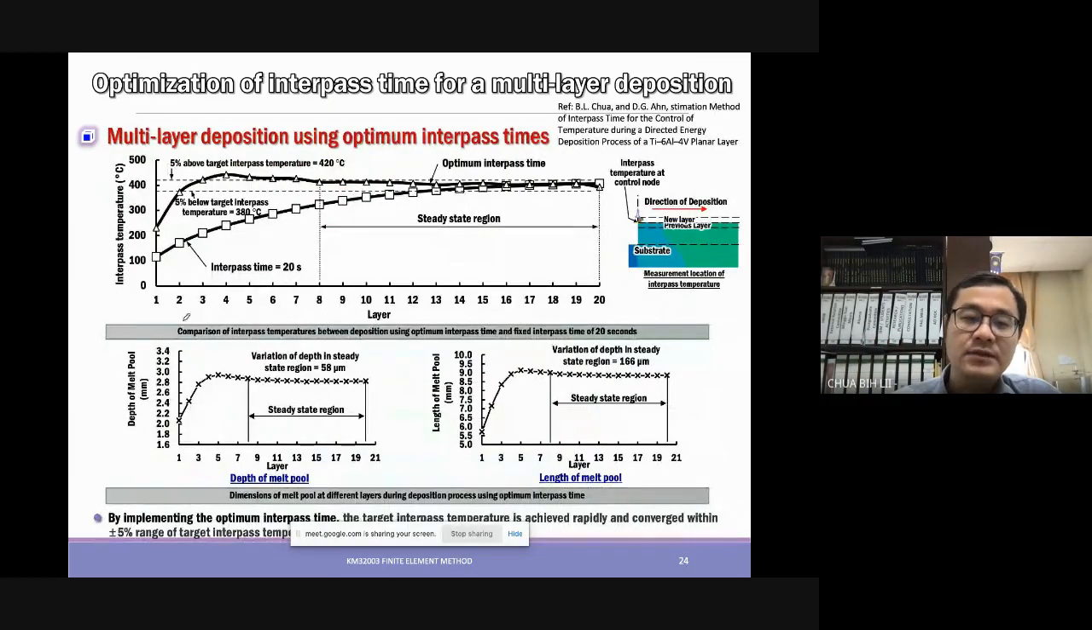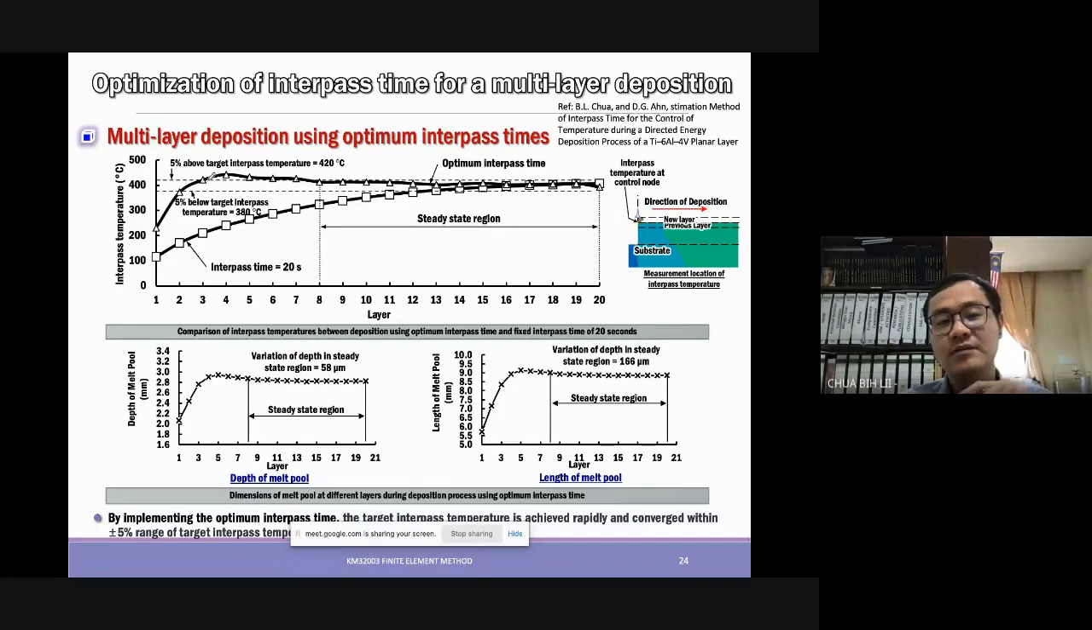So you can see that using the interpass time, we can immediately increase the temperature at the first few layers, and then we maintain the temperature within the desired regions, which is about 400, before we deposit a new layer on it. So this is the process of it.